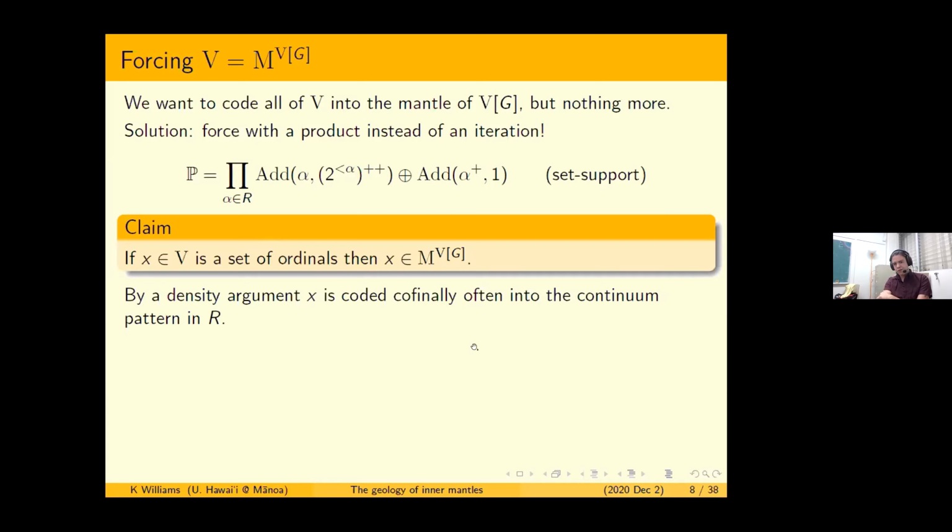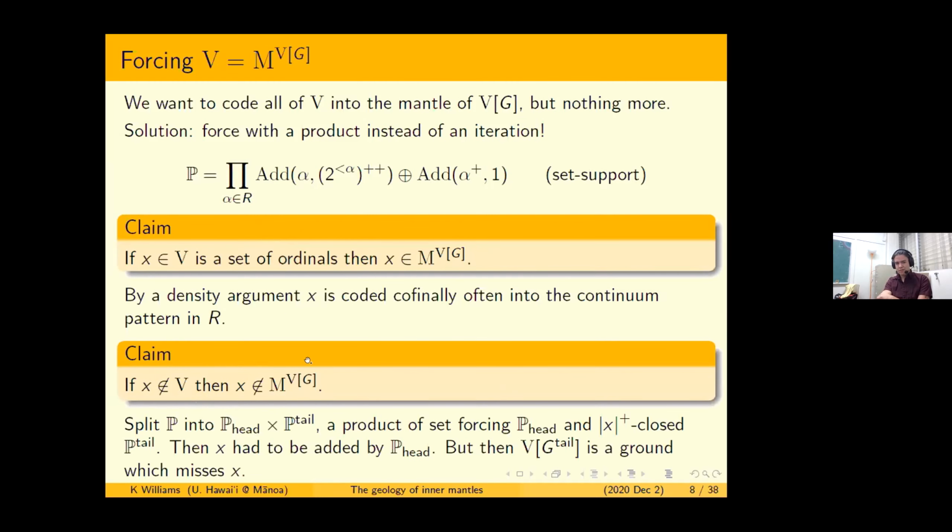Okay, and the other thing we want to show is that if you're not in the ground model, you're not in the mantle. And so the idea here is we're dealing with a product. Products you can split and then swap the order of the two coordinates, unlike iterations. So we can split our product, this class length product, into a set size forcing P head and a sufficiently closed tail. So since the tail is so closed, we can't have added X by the tail.